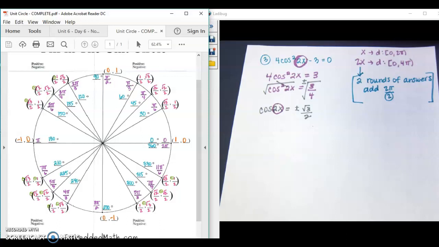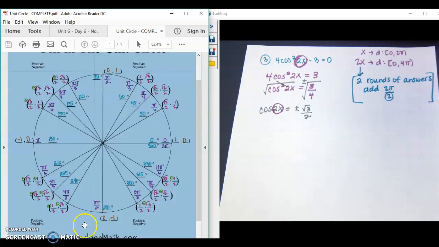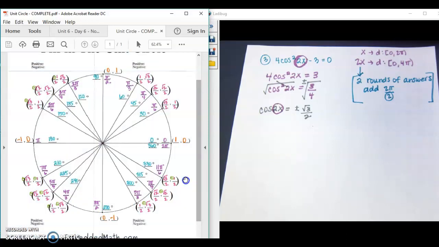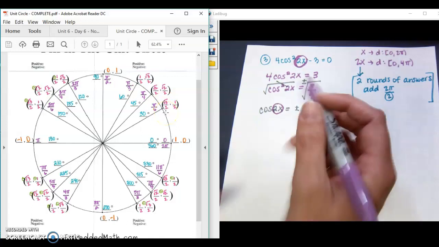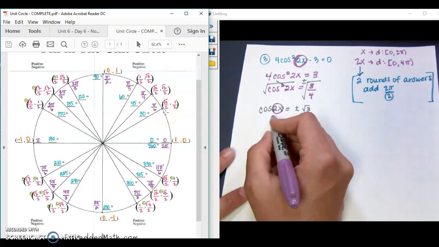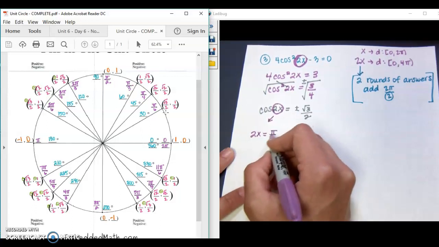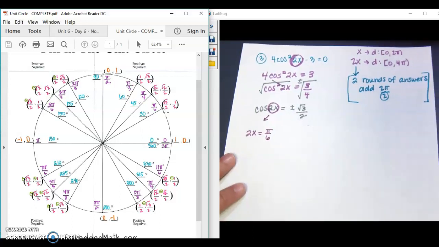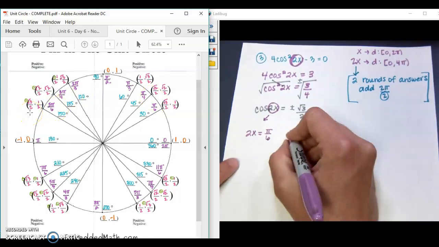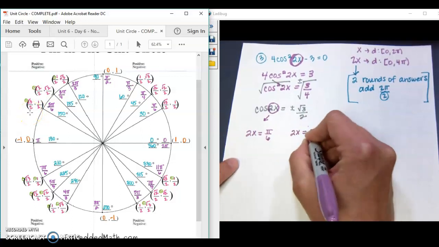Okay, so first, it can be positive or negative, so we're looking at that. The first place where it's positive, square root of 3 over 2, is at pi over 6. Now, normally we say x equals, but because this was a 2x, we're going to say 2x equals pi over 6. Okay, and I'll come back to those in a second. So other places where we have square root of 3 over 2 in the x value, we have one at 5 pi over 6, so we're going to do the same thing. 2x equals 5 pi over 6.